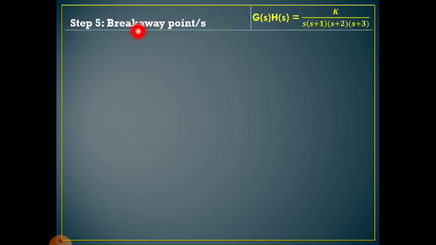Step 5 is finding breakaway points. We have already predicted that minimum there are 2 breakaway points. Now we have to find where exactly the breakaway point lies and whether there are more than 2. So for that, first you have to consider the characteristic equation. We know that the characteristic equation is given by 1 plus g(s) h(s) is equal to 0, and g(s) h(s) is the given problem statement.